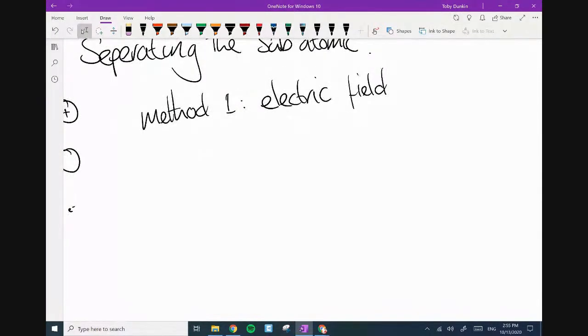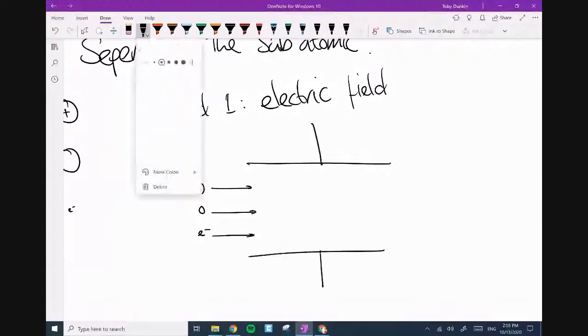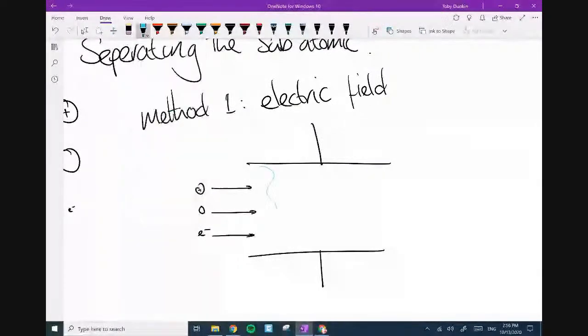If I take a proton, a neutron, and an electron, and I pass them through an electric field, so I'm going to create an electric field. Here's my electric field, and I've generated that by having the top plate as the positive plate.